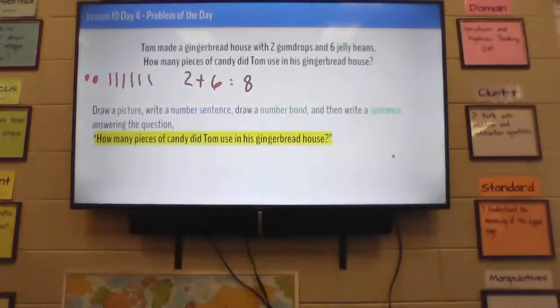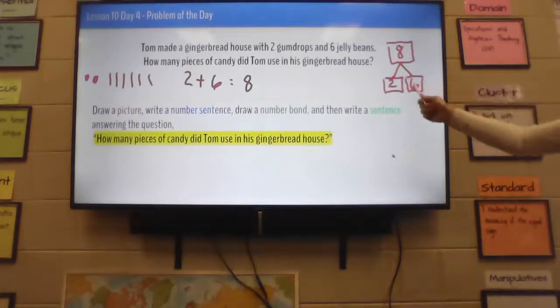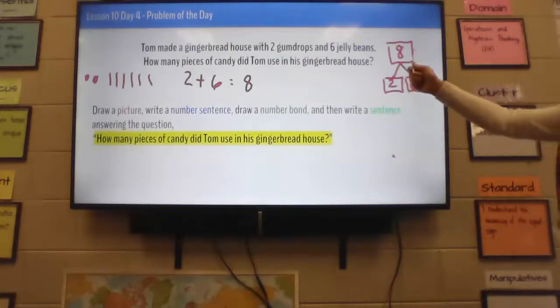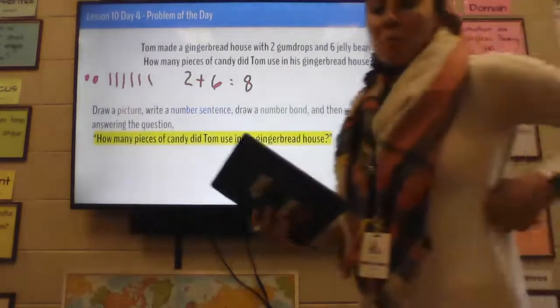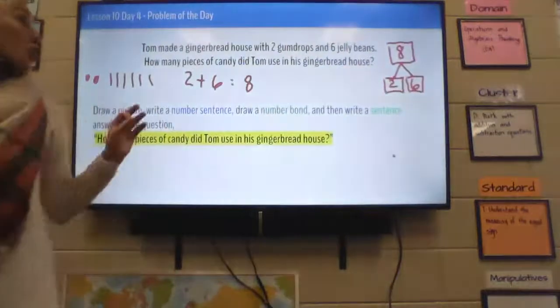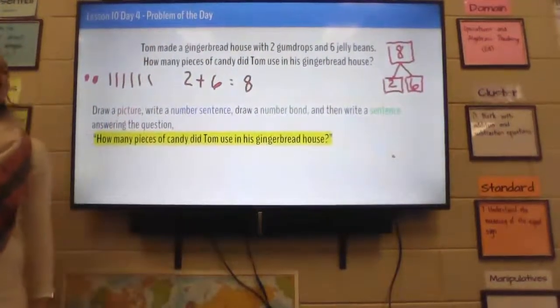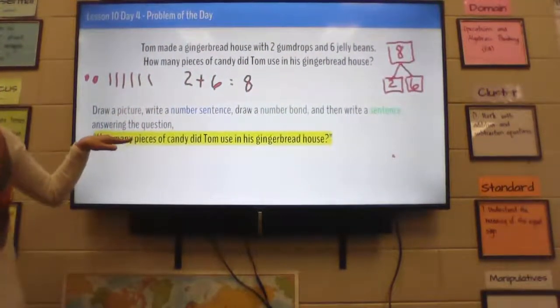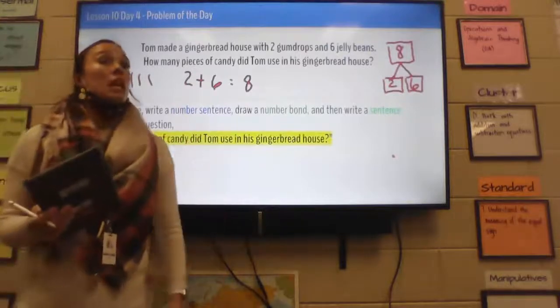All right. Hudson, what is your number bond going to look like? All right. So your number bond should look like this. Because we know the two littlest numbers go in the little box and the biggest number goes in the big box, right? So now we have all three parts that we're supposed to have to show our thinking. Now what we need to do is answer this in a complete sentence.